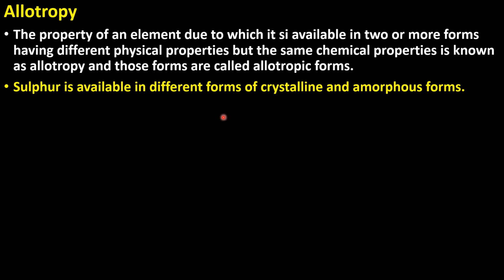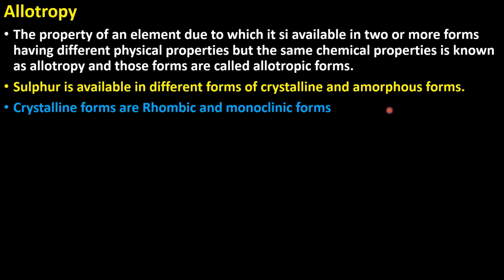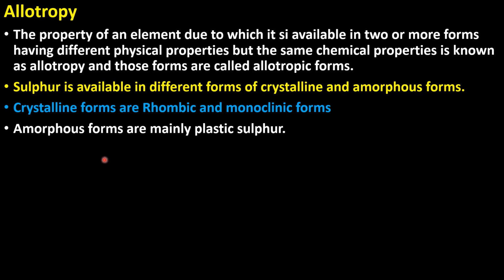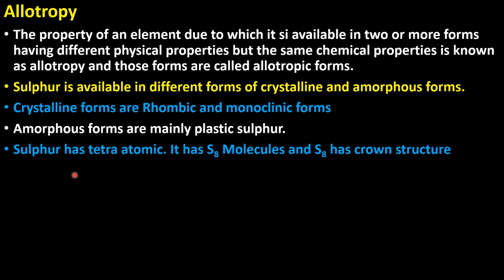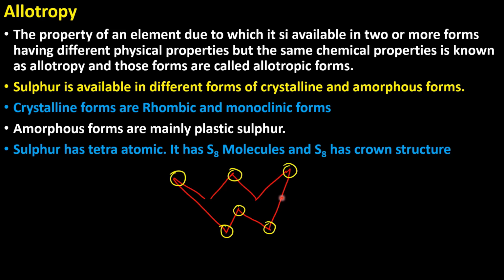Sulfur is available in different forms, that is crystalline as well as amorphous forms. The allotropic crystalline forms of sulfur are rhombic and monoclinic. Amorphous forms are mainly plastic sulfur. Sulfur is octaatomic. It has an S8 molecule and the S8 molecule has a crown structure. Apart from sulfur, even oxygen also has an allotropic form, that is ozone, O3 molecule. The crown structure of sulfur is given here.